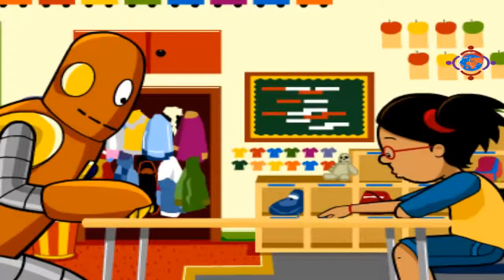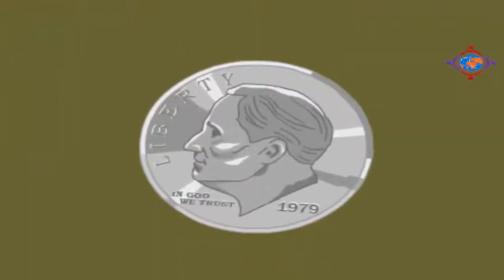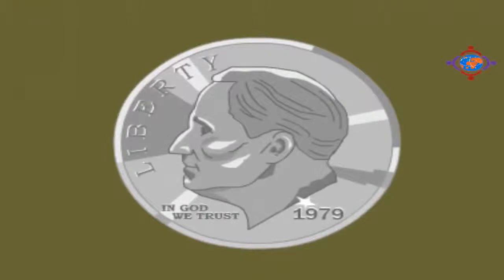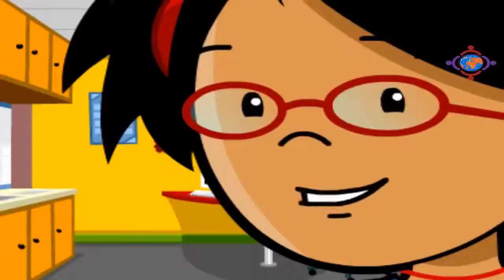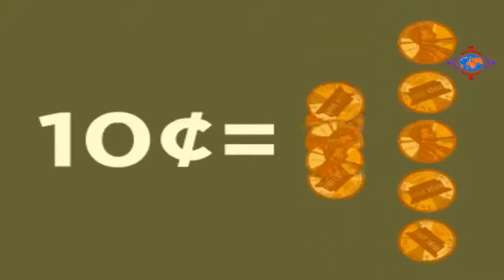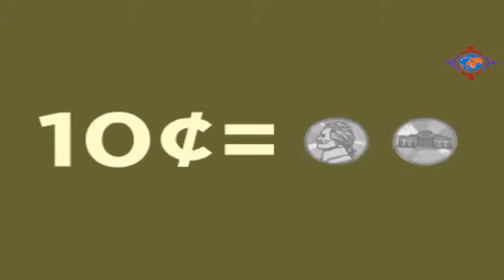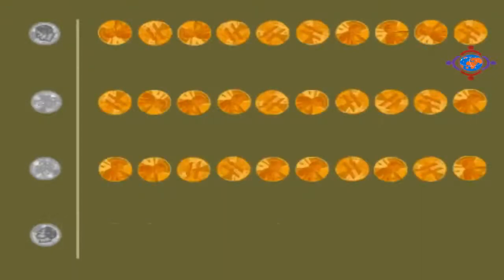But we still have other coins to count. What is a dime? A dime looks like this, with Franklin Roosevelt on its head, and a torch on its tail. A dime is worth 10 cents. There's a lot of ways to make 10 cents. I could use 10 pennies, or I could use 2 nickels, or I could just use 1 dime. We can count by tens to figure out how much our dimes are worth. Let's see. We have 4 dimes, so that's 10, 20, 30, 40 cents.